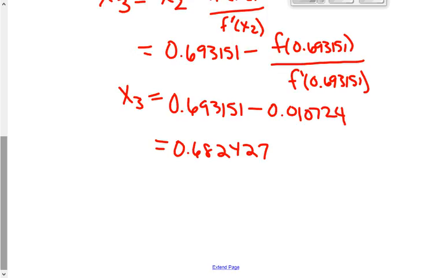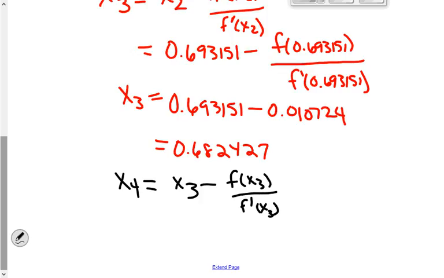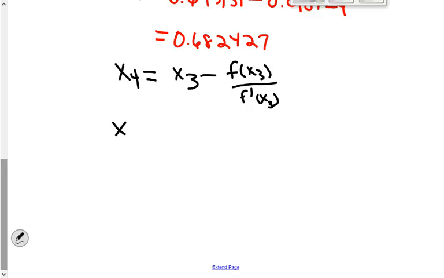Excellent. Now we have to keep doing this until all 6 of those digits are the same between 2 consecutive iterations. I do it 2 times in a row and I get the exact same number. So far, we have to keep going. So x4 is going to be x3 minus f of x3 over f prime of x3. And we're going to substitute that in.